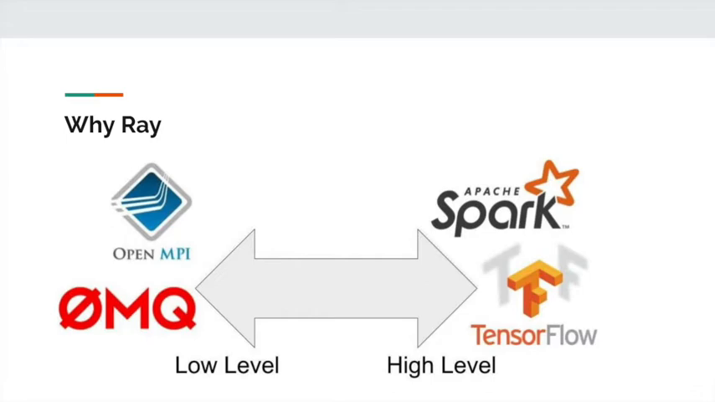On the other hand, we have domain-specific tools like TensorFlow and PyTorch for model training, Spark for data processing, and SQL. These tools provide higher level abstractions like neural networks, datasets, and streams. However, because they are very high level, it's not easy to run inference. Ray occupies a unique middle ground.